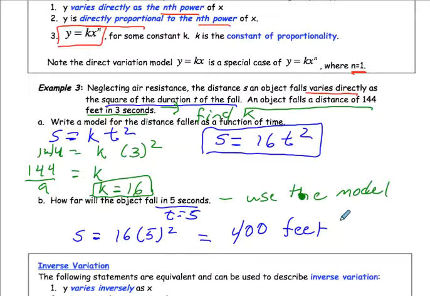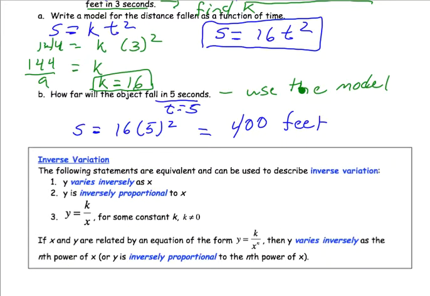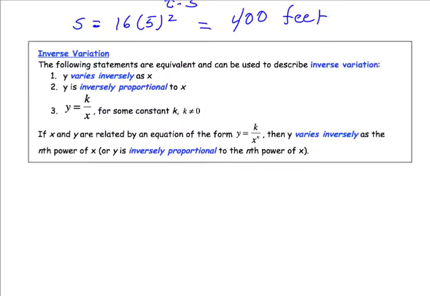Okay, the next model that we're going to talk about is inverse variation. So we just did direct variation. Now we're going to talk about inverse variation. Okay, so the following statements are equivalent for inverse variation. Just like we had for direct variation, we have different ways to represent inverse variation. So we can say y varies inversely as x, y is inversely proportional to x, and then our model is y equals k divided by x.